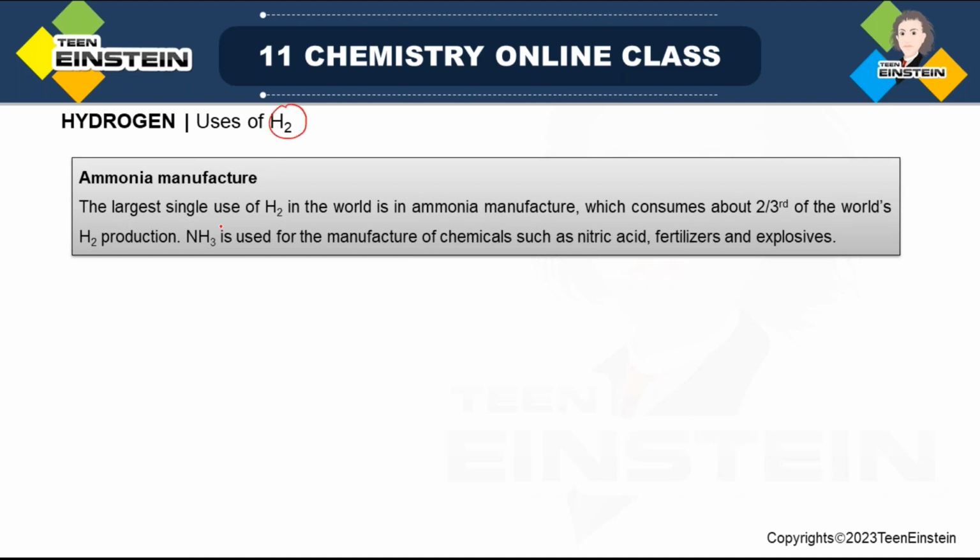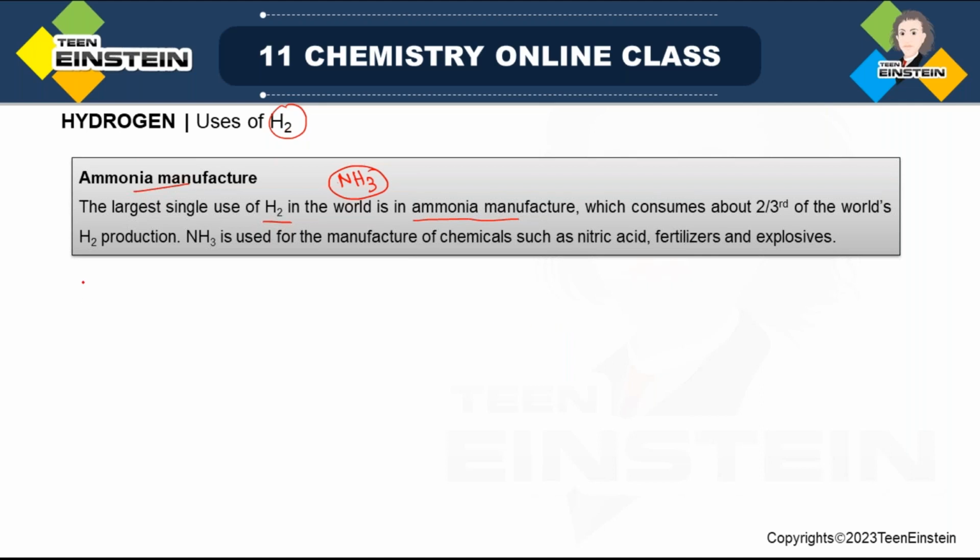So hydrogen is used in the manufacture of ammonia gas. As you can see from the formula, we need nitrogen and we need hydrogen. Nitrogen and hydrogen together produce NH3, and this reaction we have already discussed under the chemical properties of H2, where we have seen how hydrogen reacts with nitrogen. It produces ammonia, and for large scale preparation of ammonia, that means for the manufacturing process, this method is used.